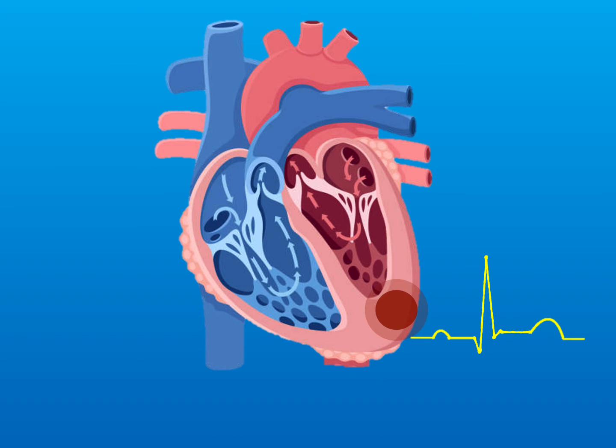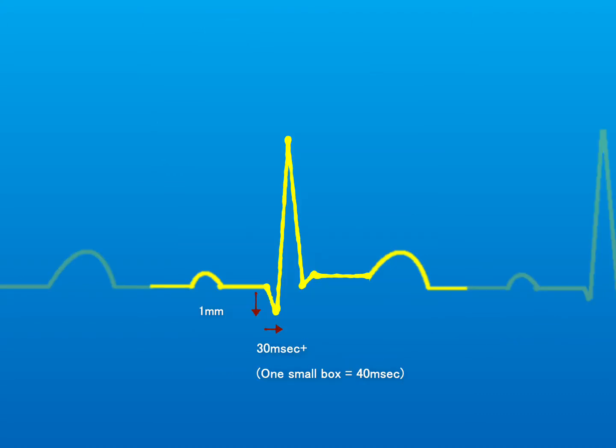Abnormal Q waves, otherwise known as pathological Q waves, are identified by being present in leads where you would not normally expect a Q wave. So what I'm saying is a lead where we expect a predominant R wave. Usually they're defined by being greater than 30 milliseconds in duration and at least 1 millimeter deep, or one small box deep. But let's look at some examples.